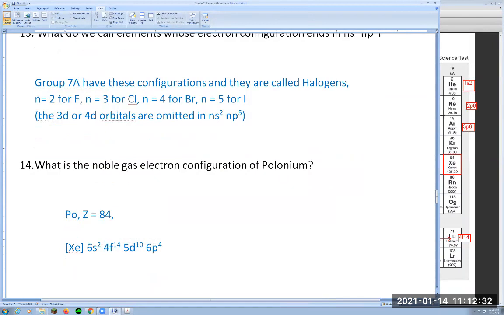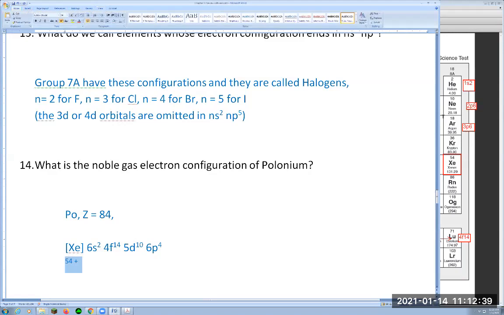If you count the number of electrons, you should have 84. We have 54 from xenon plus 2, that's 56, plus 14, that's 70, plus 10, 80, plus 4, that's 84. So that's correct. We have our 84 electrons there.